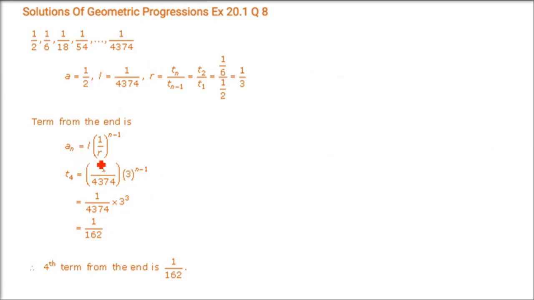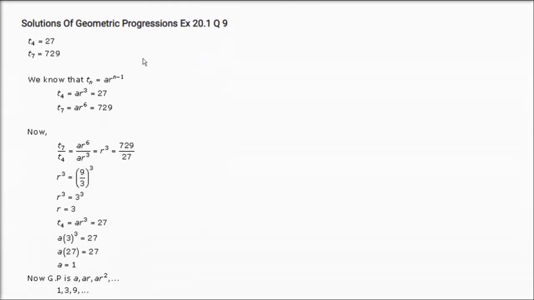Find the fourth term from the end of the GP. So we have a direct formula. Last term we already have. The formula is An equals L times (1 by R) to the power n minus 1. So A is half, R is 1 by 6 by 1 by 2. L is the last term. 1 by R, 1 by 6 by 1 by 2 is 1 by 3, so 1 by R will become 3. So 3 to the power, because the fourth term is there, 3 to the power 4 minus 1. So what do you get? 1 by 162.